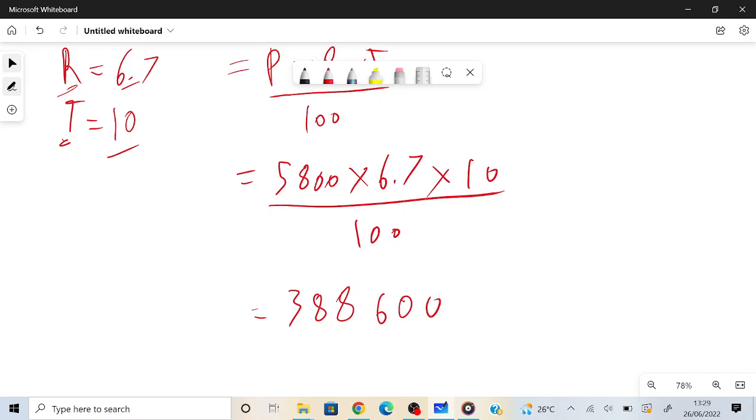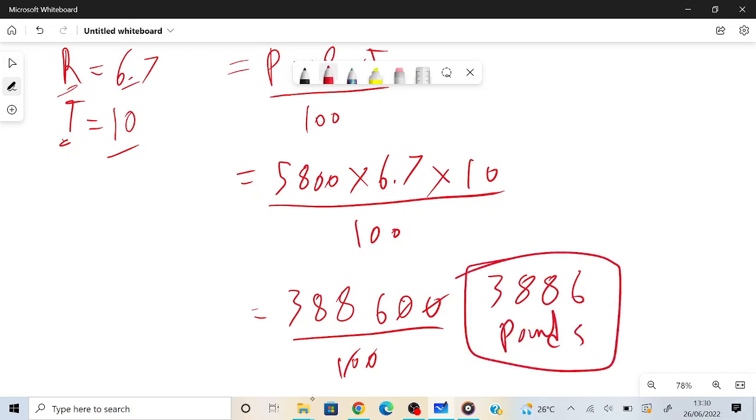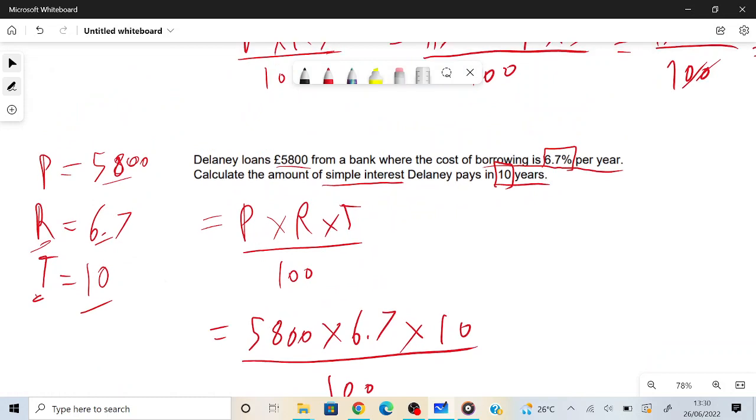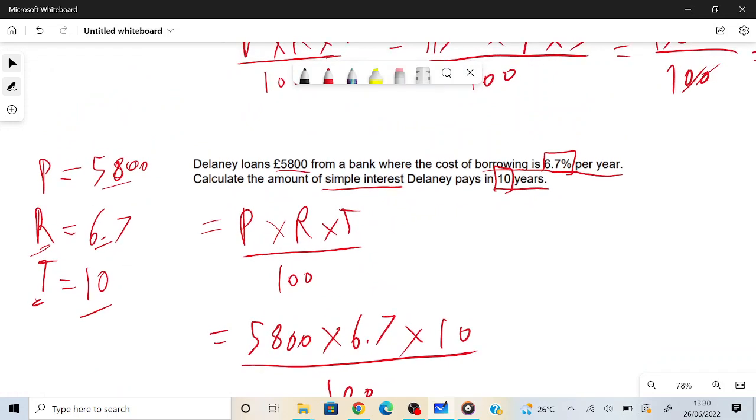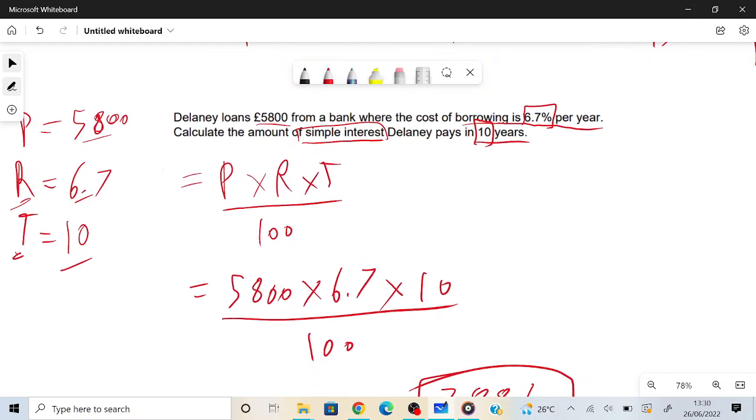38,600 all over 100. These two zeros will cancel each other out, so you're just left with 3,886 pounds. That is your final answer. Please make sure you know which units you're working in, and I think they did ask only for the simple interest Delaney pays in 10 years, so that is your final answer.